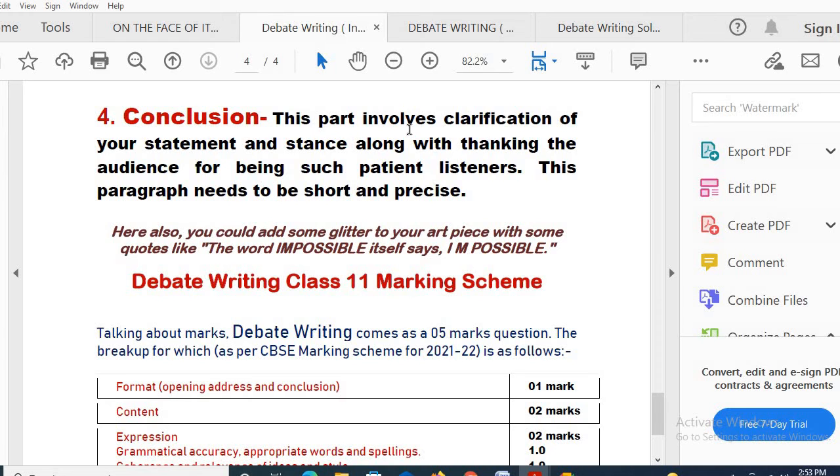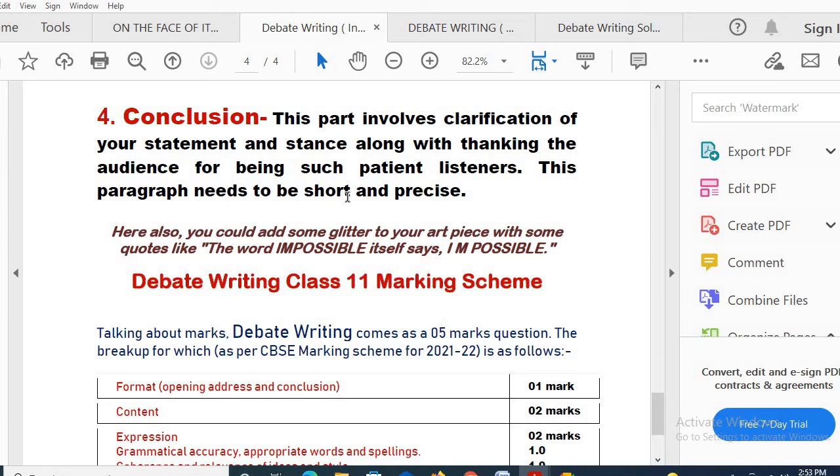See, this part actually involves clarification of your statement, whatever you have written earlier in the debate. It involves clarification of your statement and stance, along with thanking the audience for being such patient listeners. As I tell every time, this paragraph needs to be short and precise. Remember one thing, it should be crispy, compact, to the point.